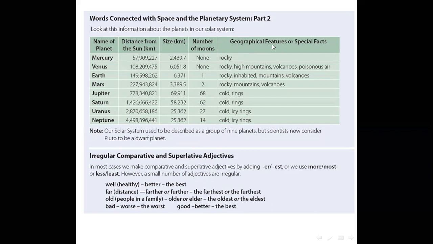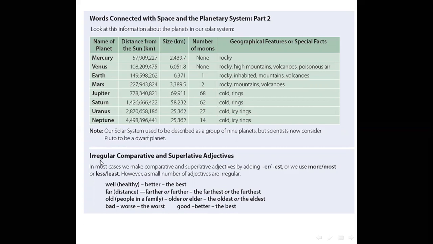Some geographical features or special facts. For example, Mercury is a rocky planet. What about Earth? It's a rocky planet. It's inhabited. There is life on it, and it has mountains and some volcanoes. Keep in mind that our solar system used to be described as a group of 9 planets, but scientists now consider Pluto to be a dwarf planet. Dwarf means extremely tiny.